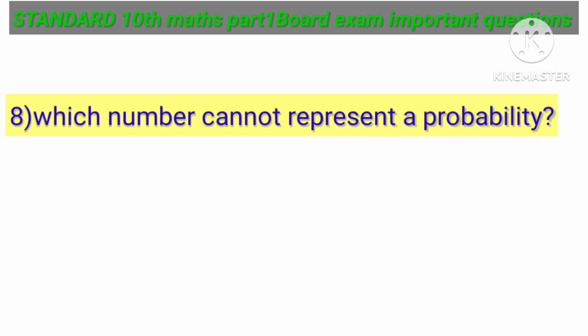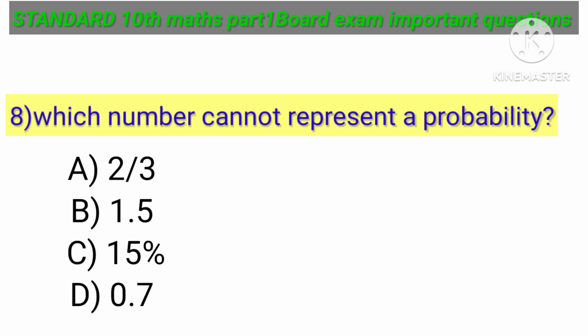Question number 8. Which number cannot represent a probability? Option number A, 2 upon 3, B, 1.5. Answer 1.5.